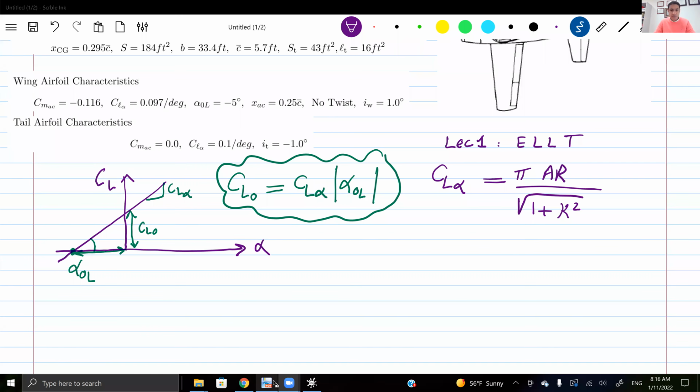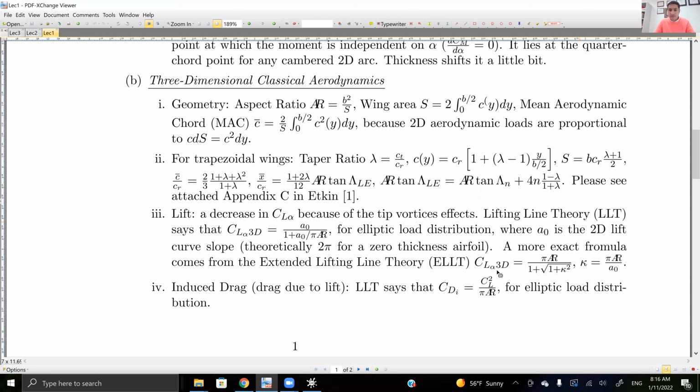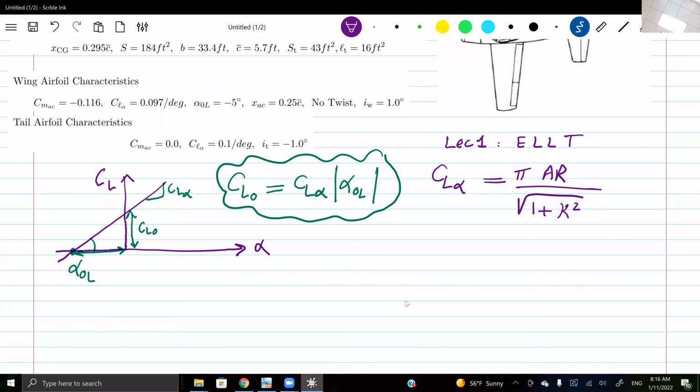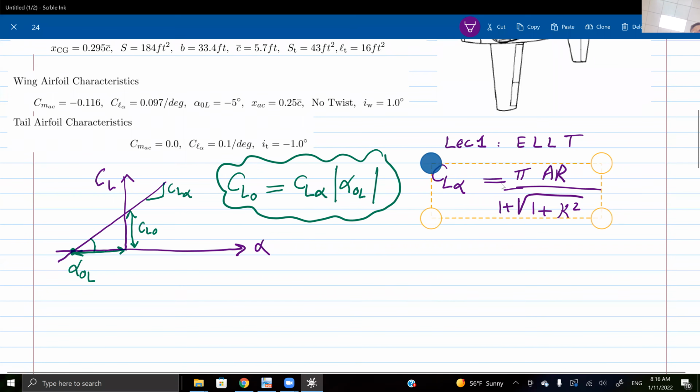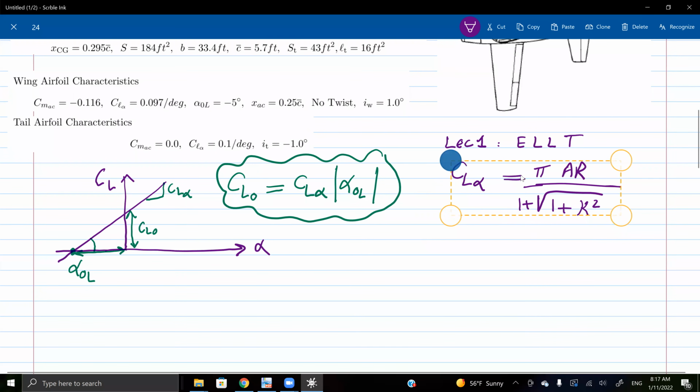So this was lecture 1. Here is the CL alpha extended lifting line theory. CL alpha 3D is pi aspect ratio over this thing. All right. There is another one here. And this is for anything. I can use it exactly the same for the wing.